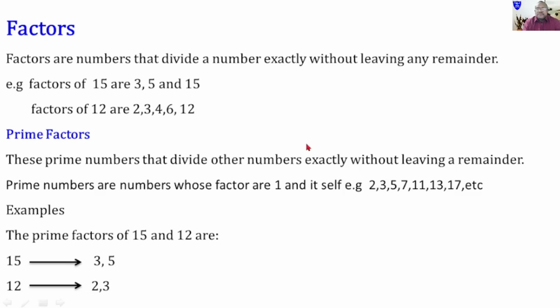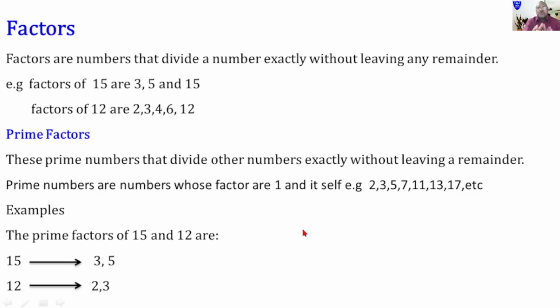Then if we look at the prime factors, apart from factors, we've got prime factors. Prime factors are prime numbers that can divide a number exactly without leaving a remainder. Now remember, factors are just numbers, prime factors are prime numbers. That's the difference there. Prime factors have to be prime numbers that divide a number exactly without leaving a remainder.